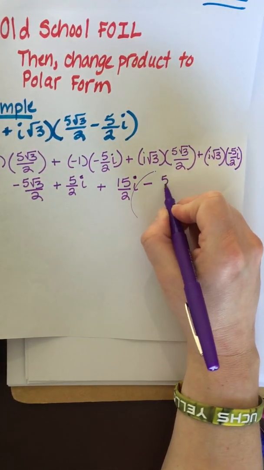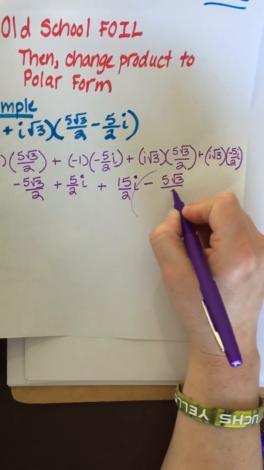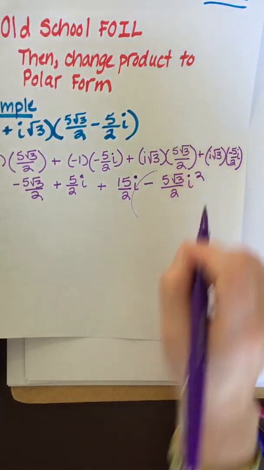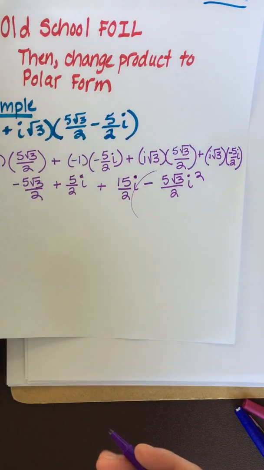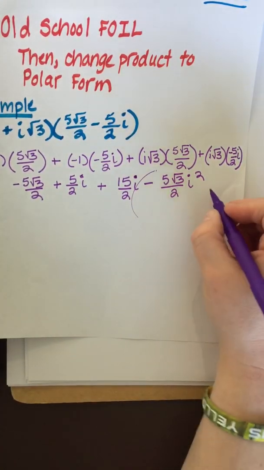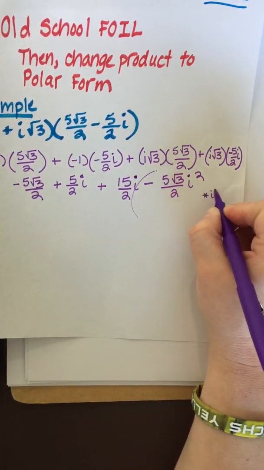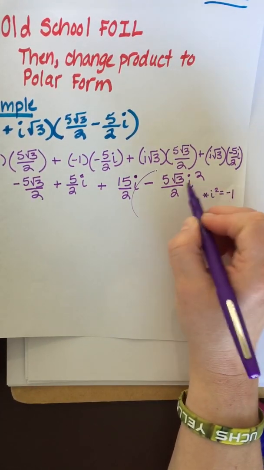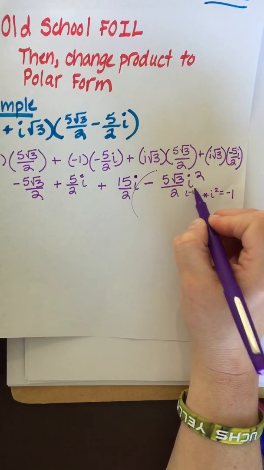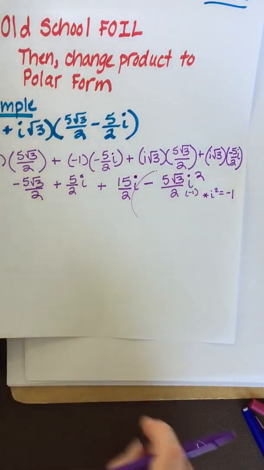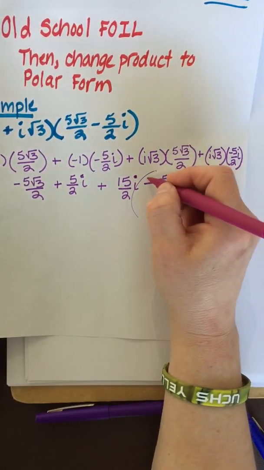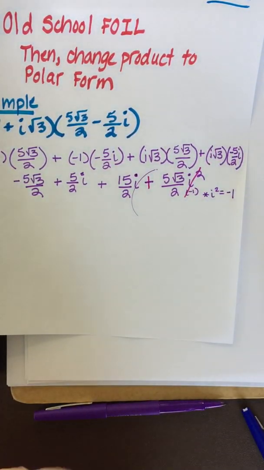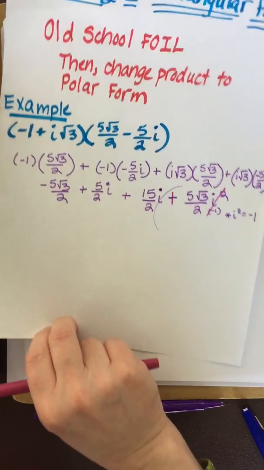And then you have 5 square root of 3 over 2 i squared. And now, remember, i is the square root of negative 1, so if you square it, you would actually get negative 1. So I'm going to put a little star, i squared equals negative 1. So if I plugged in a negative 1 here, this negative and negative would actually make a positive. So I'm going to make this a plus, scratch that out, and move on to combining like terms.